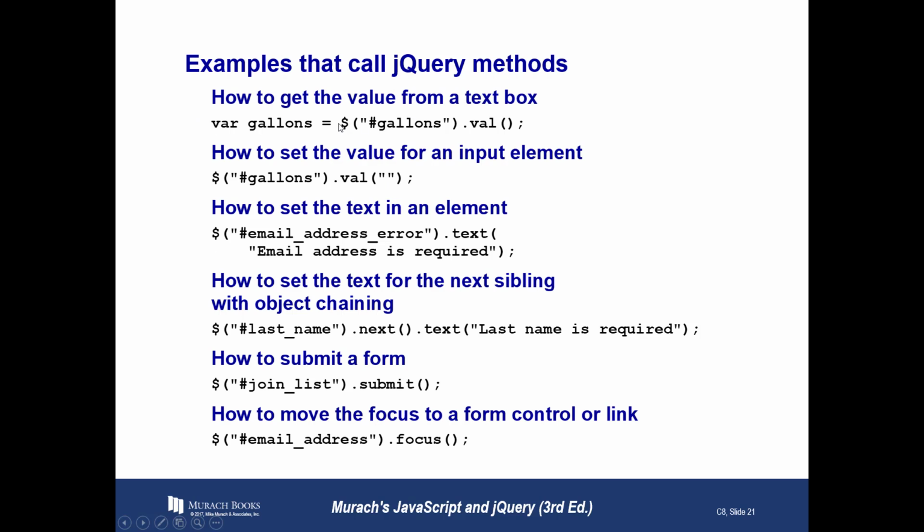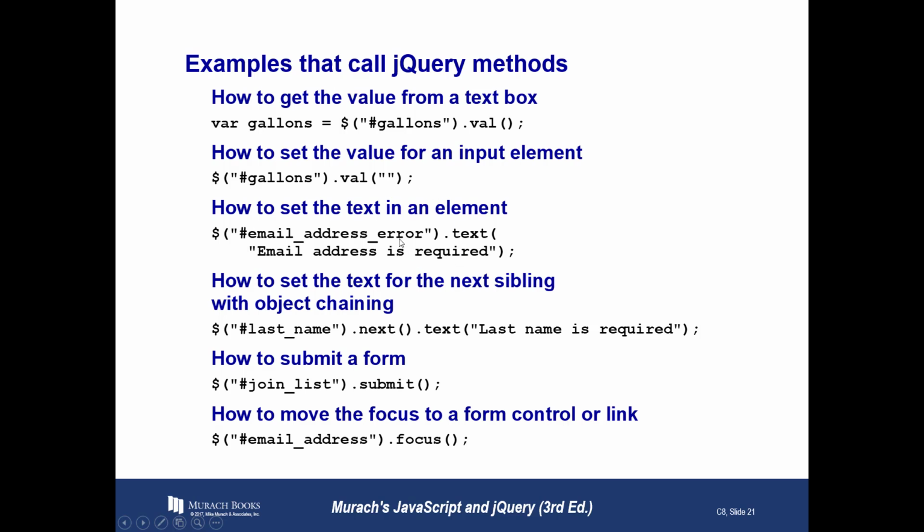This is how you would grab the value. This says I want you to find the ID of gallons and grab its value, and whatever its value is, copy it over to a local JavaScript variable called gallons. Notice there's no equal sign, but if you put something in the parentheses by the val, if there's nothing in there, it's a getter. If there's something in there, it's a setter, so you are changing its value.